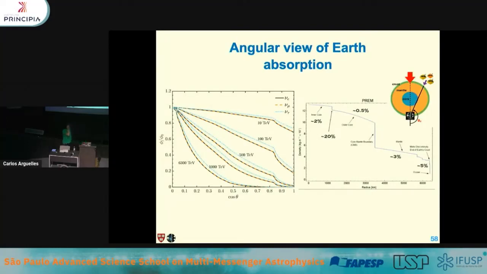This is another way of thinking about this. Here, on the plot on the right, if you have never seen this, this is the Earth density profile. This is the center of the planet. This is the crust.